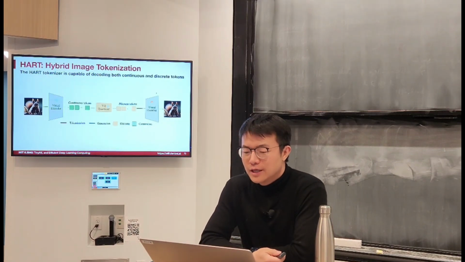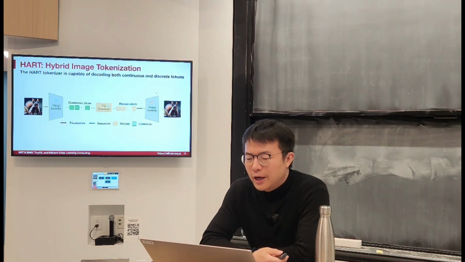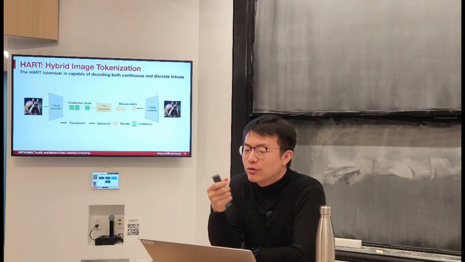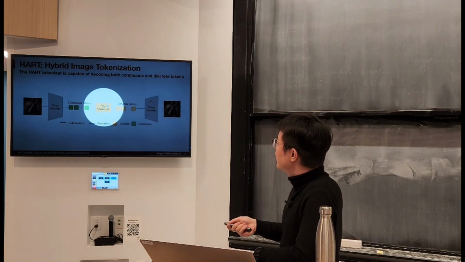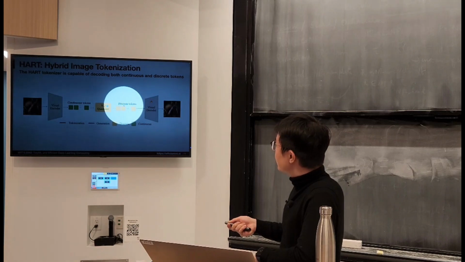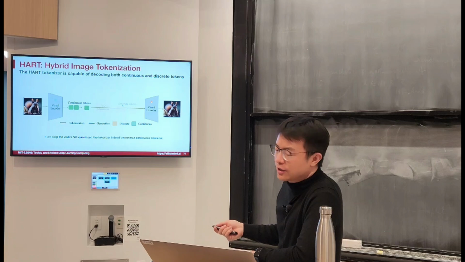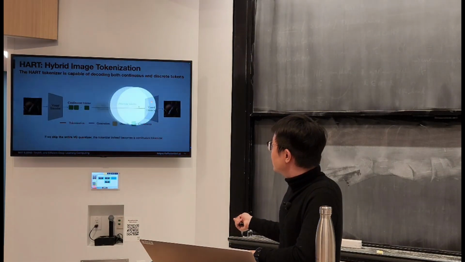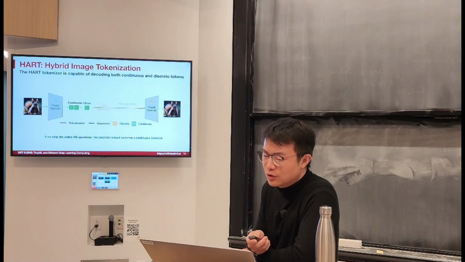So how should we build such a tokenizer? What's the limitation of the existing discrete tokenizer? We introduced the capability to decode both the continuous and the discrete tokens. This is a continuous token. After the vector quantizer, we get the discrete token. And if you skip the entire vector quantizer and just use the continuous token, the decoder has the capability to decode continuous tokens.